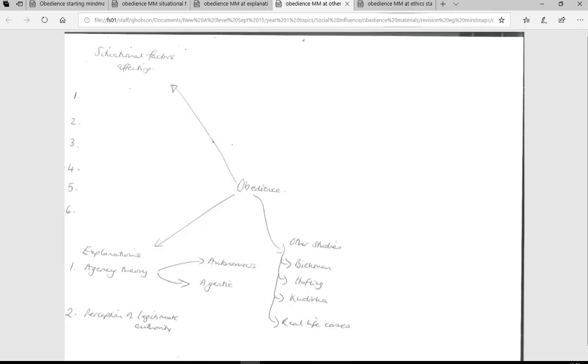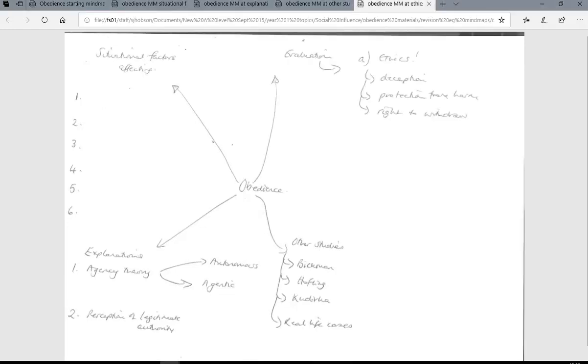Our next part of the mind map is on the evaluation, and we're going to deal with the ethics first of all. So we've got the 3 ethical issues. There are more, but these are probably the top 3. Let me just run through those quickly. So if you want to pause and just think them through and see what you've got.